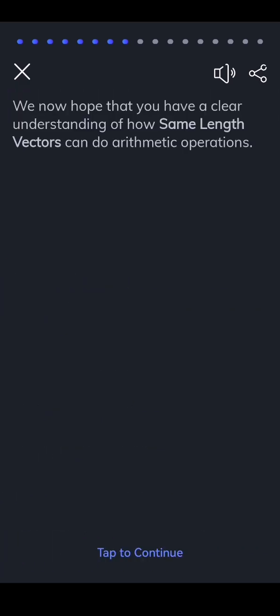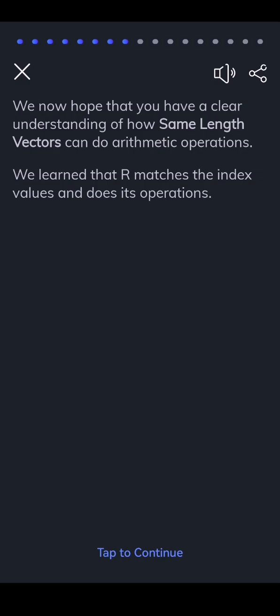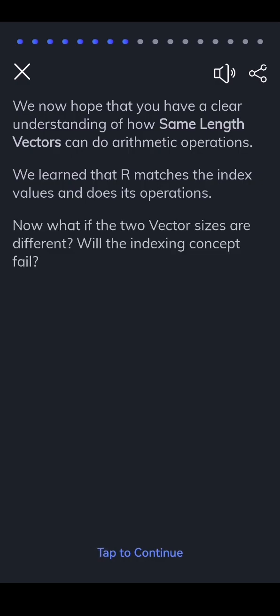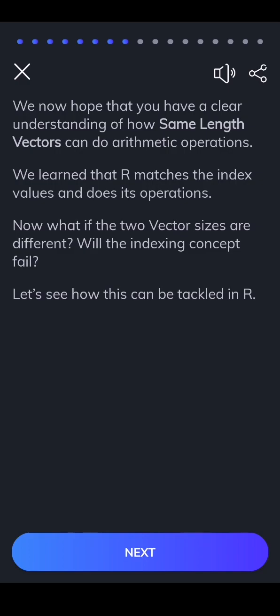We now hope that you have a clear understanding of how same-length vectors can do arithmetic operations. We learned that R matches the index values and does its operations. Now what if the 2 vector sizes are different? Will the indexing concept fail? Let's see how this can be tackled in R.